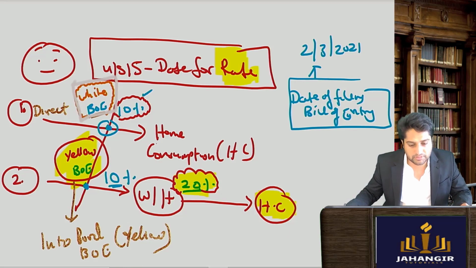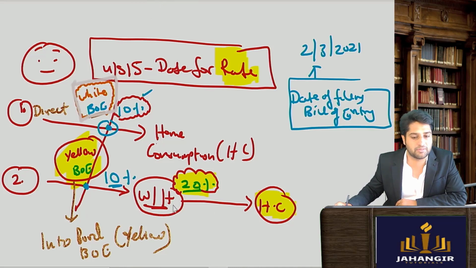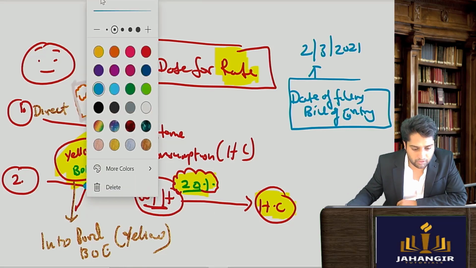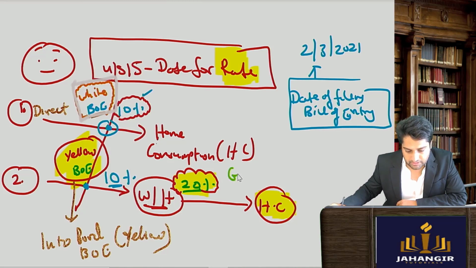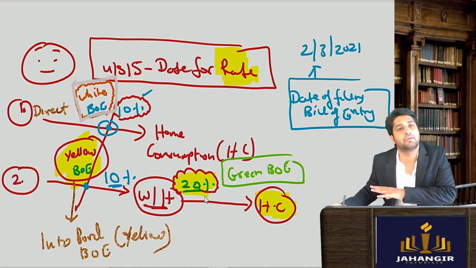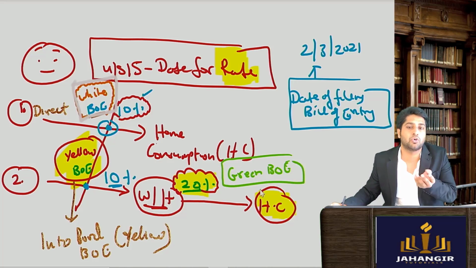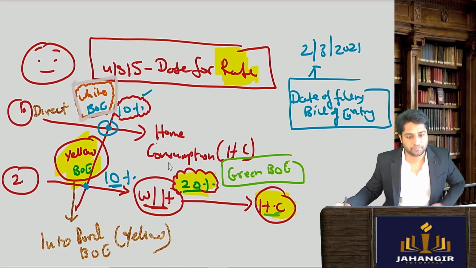And when I'm removing the goods from the warehouse for home consumption, that time I will again have to file a bill of entry which will be in a green color. Green color bill of entry is filed when it is going to be removed from the warehouse for home consumption. Yeah, that clear? So these three things you have to remember about bill of entry.